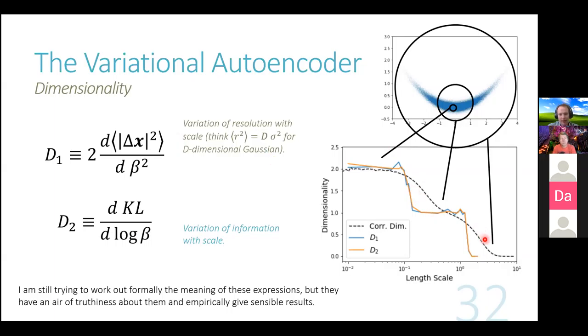And I've plotted that here on the right. The dashed curve is the correlation dimension, which has nothing to do with the autoencoder that I showed you earlier. The blue and the orange curves are these two quantities that I've defined. It's not the same as correlation dimension because it changes more sharply, but it gives you exactly what you expect: dimensionality is zero at large scales, one at intermediate scales, two at small scales.